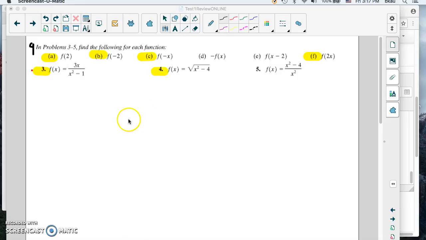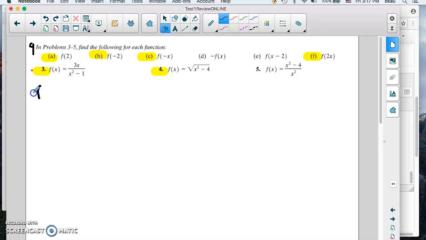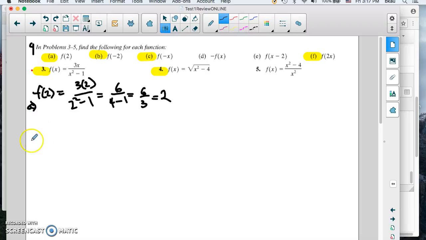Alright, in this part of the review we're going to cover starting with section problem number 9, which is evaluating functions. So we're going to take these two problems and evaluate 2, negative x, and 2x in each function. So in this one, when we put in 2, we would evaluate to 3 times 2 over 2 squared minus 1. So we get 6 on the top, and 2 squared is 4, 4 minus 1 on the bottom, which is 6 over 3, which is 2. So that would be part A on number 3.